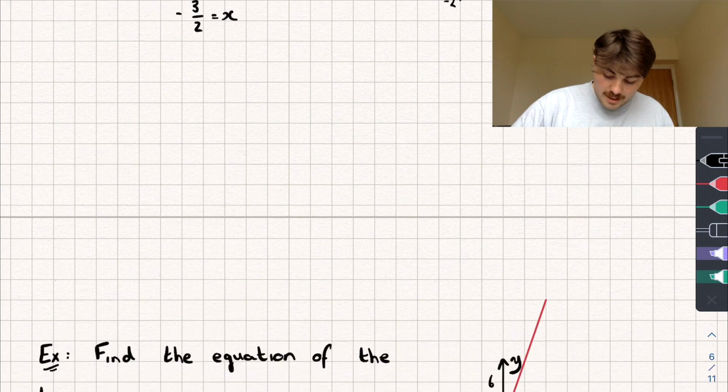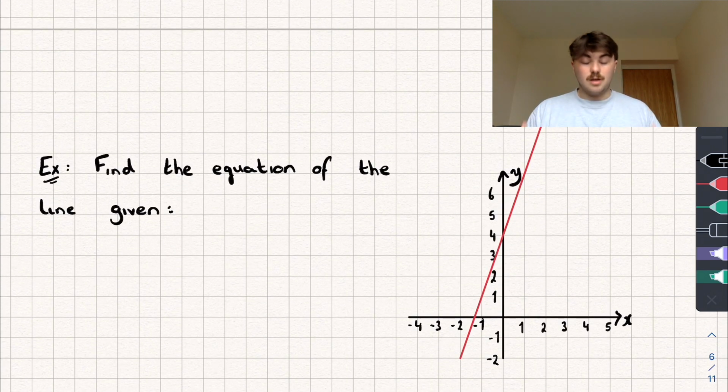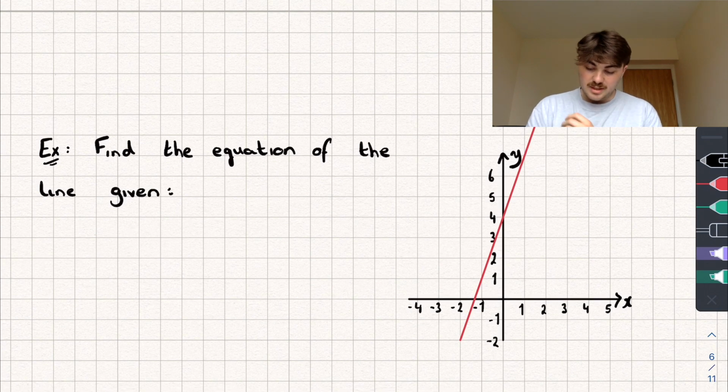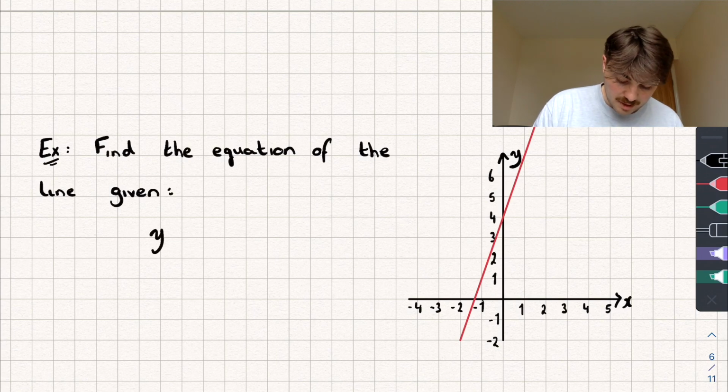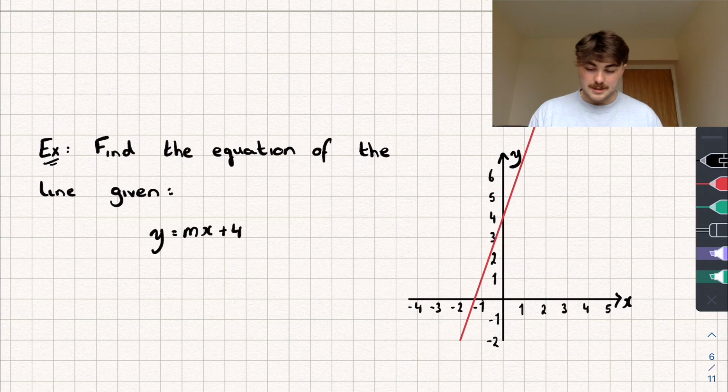Okay, so now let's look at how we can find the equation when we've been given a line. So here you can see in red we've been given this line and an axis. So immediately we can see it cuts through the y-axis at the point 4. So we know our equation is going to be something like y equals mx plus 4, like this.